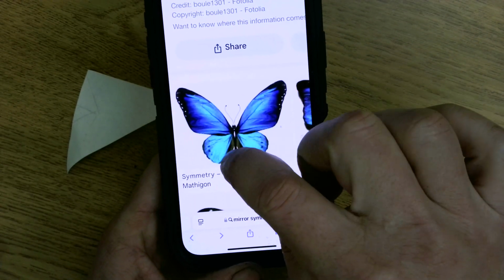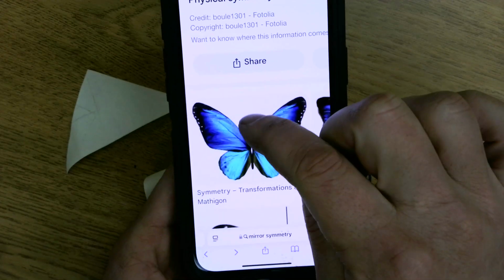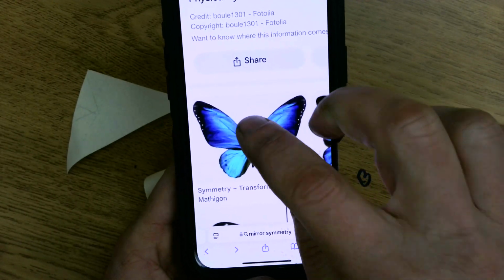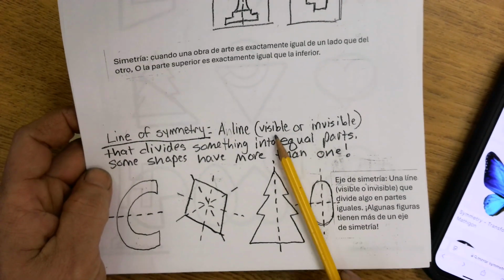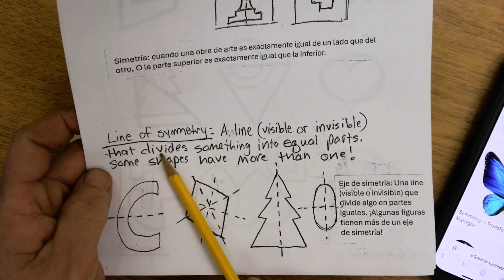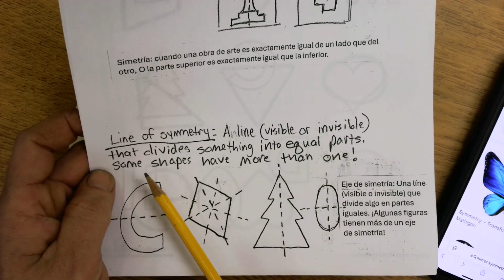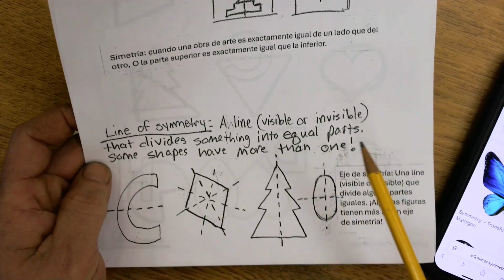Now, there is an invisible line here that divides the butterfly in half. We can't see it, but it is there. And that is called a line of symmetry. A line of symmetry is a line, either visible or invisible, that divides something into equal parts. Some shapes have more than one.